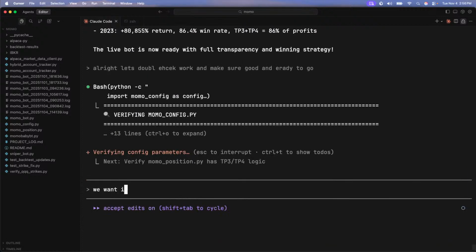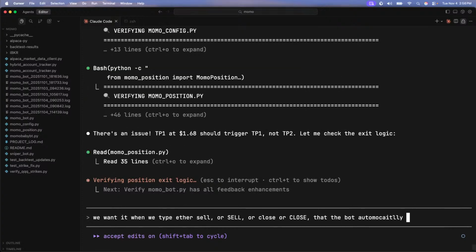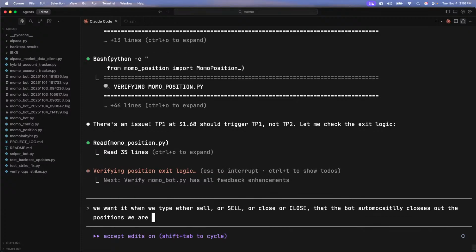We want it where when we type either sell or close, the bot automatically closes out the position we are in and can account for what was done without issue.